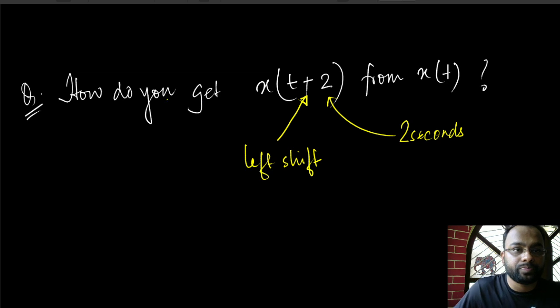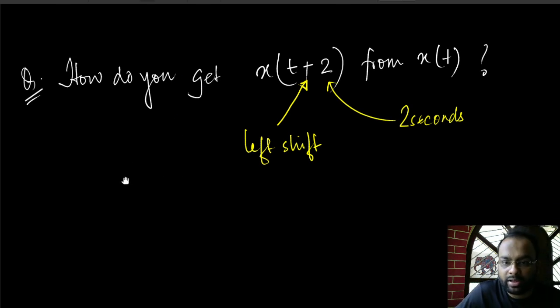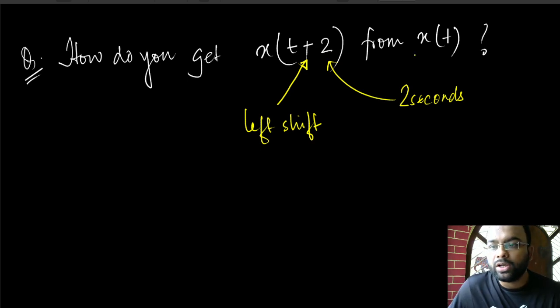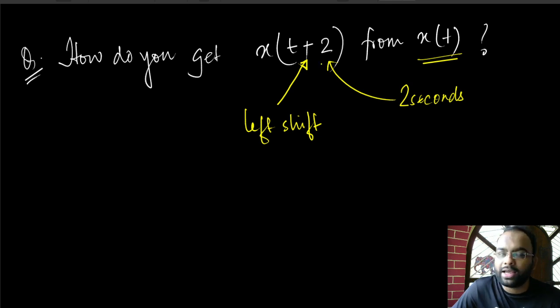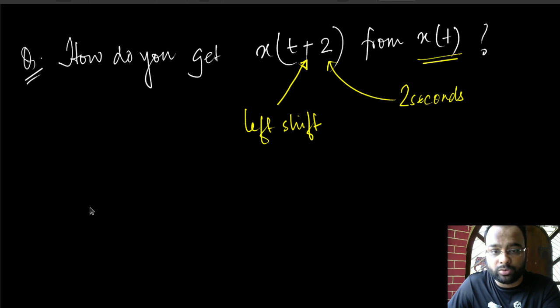Let me get back to it. We were talking about this signal operation. We have x(t), and from x(t) we wanted to get x(t+2). This plus meant we wanted to do a left shift, and this was a left shift by 2 seconds, right? And we actually got to see that.